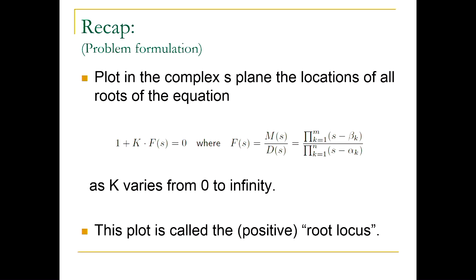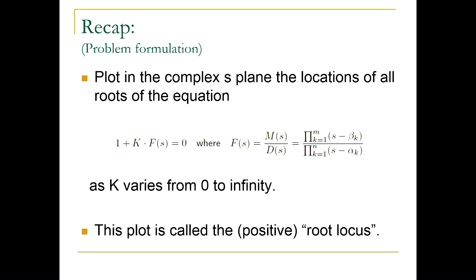So to remind you, we will start from a formula that looks like this: 1 plus k times f of s, where f of s is a rational function. It has a numerator and denominator. We will assume that it can be written in this way. So beta k's are zeros of this transfer function f, and alpha k's are poles of f. I remind you that f doesn't have to be the open loop plant transfer function. You simply can, using algebra of block diagrams, arrive at an equation like this for a very general class of systems.